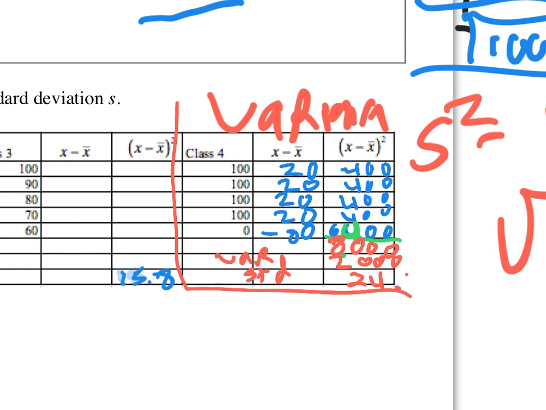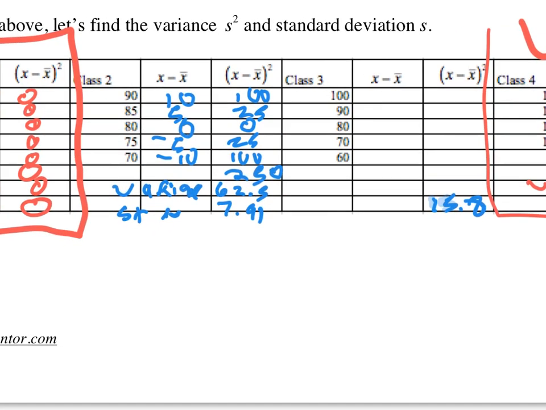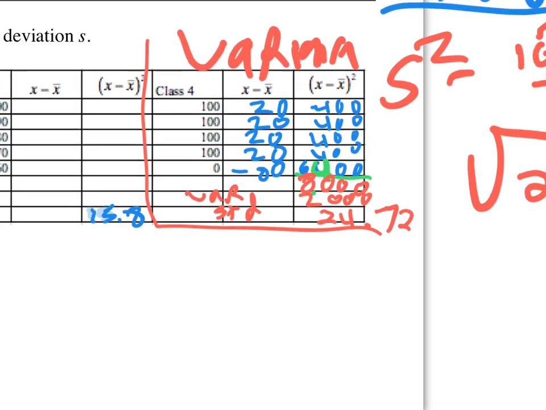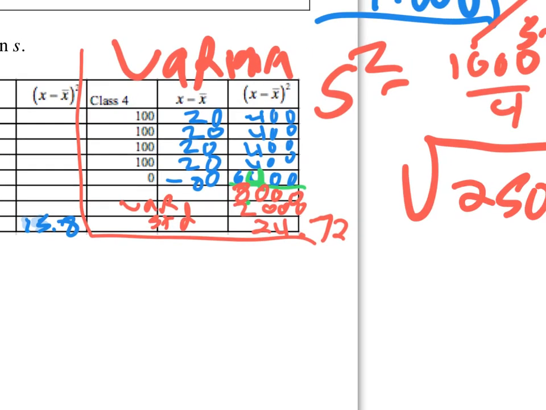24 point what? 72? So there's your standard deviation. Compare it to the other ones. 24 versus 15 versus 7 versus 0. Why is it so huge? Because they're far away from me. Yes, thank you. All those numbers was 20 away from 80, and this 0 was 80 away from 80. So it's a measure of away from the mean.